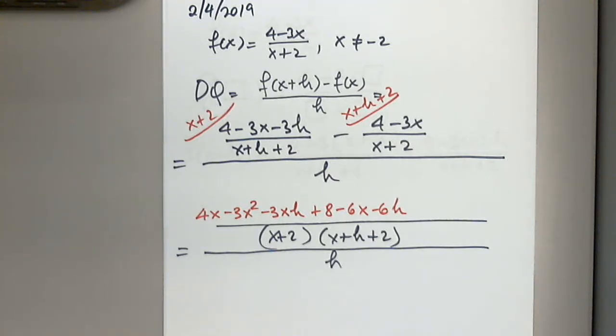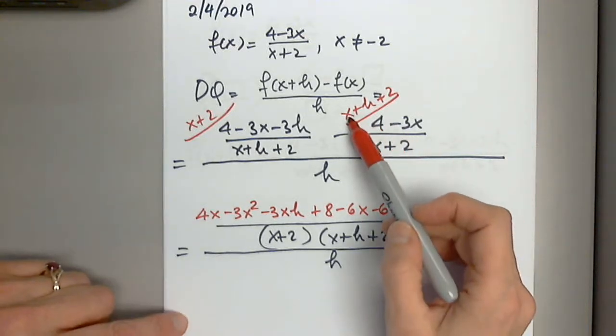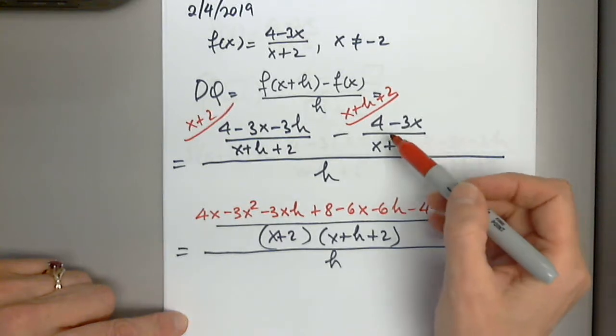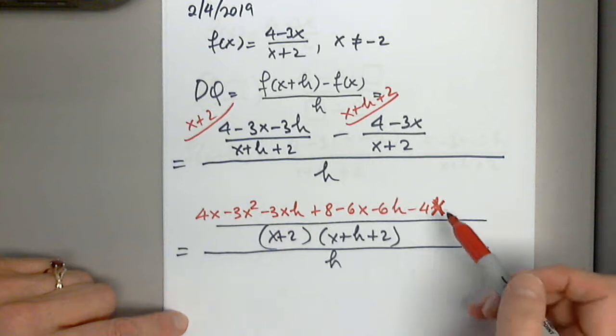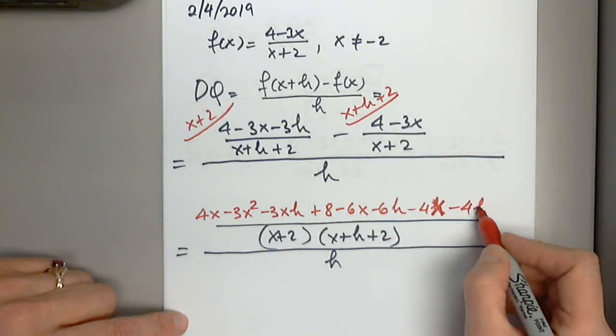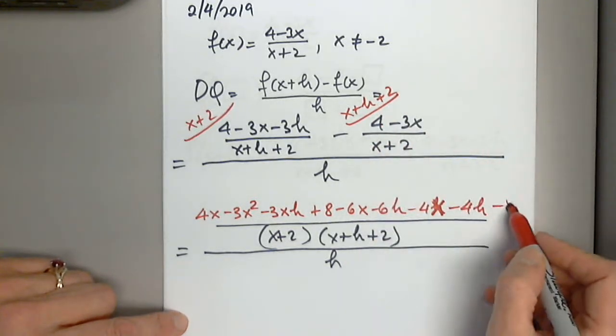Now I have to multiply 4 minus 3x, distribute 4 minus 3x to x plus h plus 2, keeping in mind that there is a minus sign in front. All terms that I'm going to write next will have a change in sign. Why? Because of this symbol right here. Ready? Okay, so 4 times x, first, with minus in front. 4 times h with minus in front. 4 times 2 with minus in front.